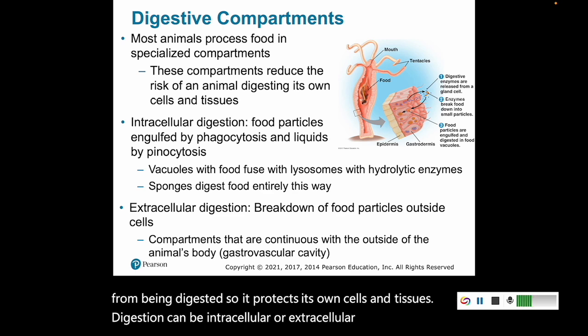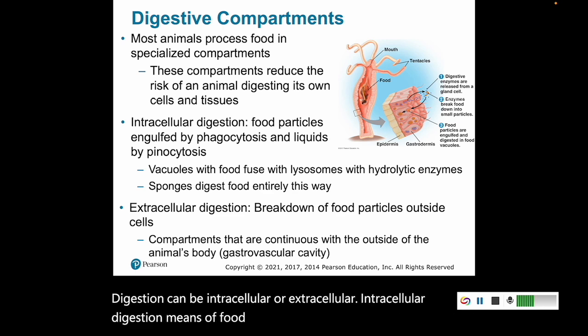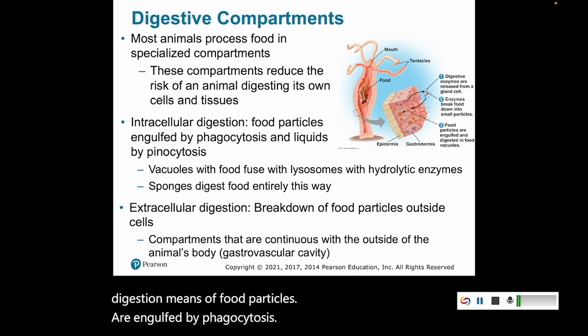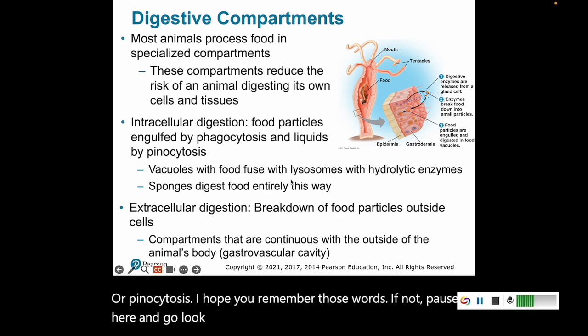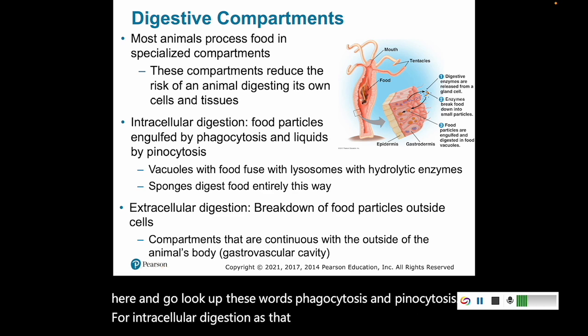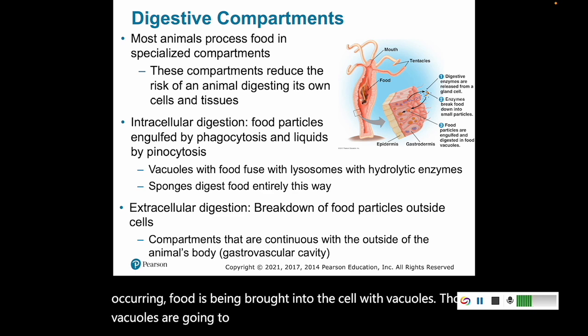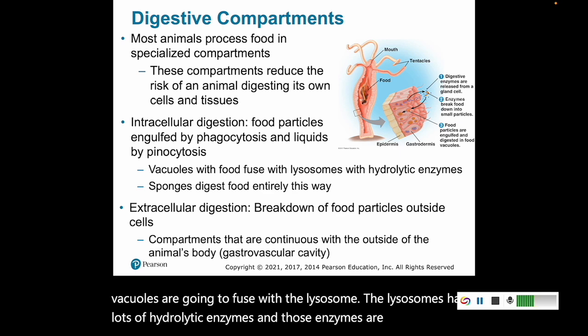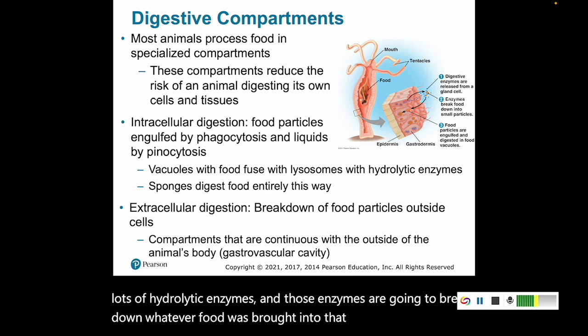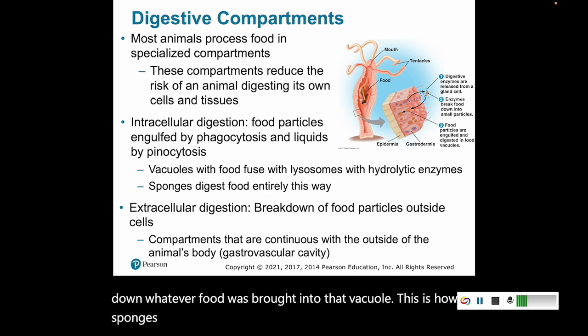Intracellular digestion means that food particles are engulfed by phagocytosis or pinocytosis. I hope you remember those words. If not, pause here and go look up these words, phagocytosis and pinocytosis. For intracellular digestion, as that phagocytosis and pinocytosis is occurring, food is being brought into the cell with vacuoles. Those vacuoles are going to fuse with the lysosome. The lysosomes have lots of hydrolytic enzymes, and those enzymes are going to break down whatever food was brought into that vacuole. This is how sponges digest all of their food.